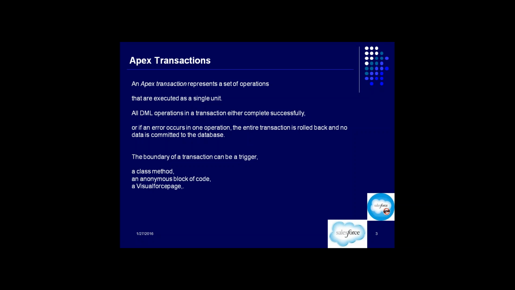Okay. So it's important to note that all DML statements inside one transaction will either successfully execute completely or will be rolled back. So if you have some records being processed inside a class method, either all of the records will get processed or all of them will get rolled back. Okay, which is a good thing actually.